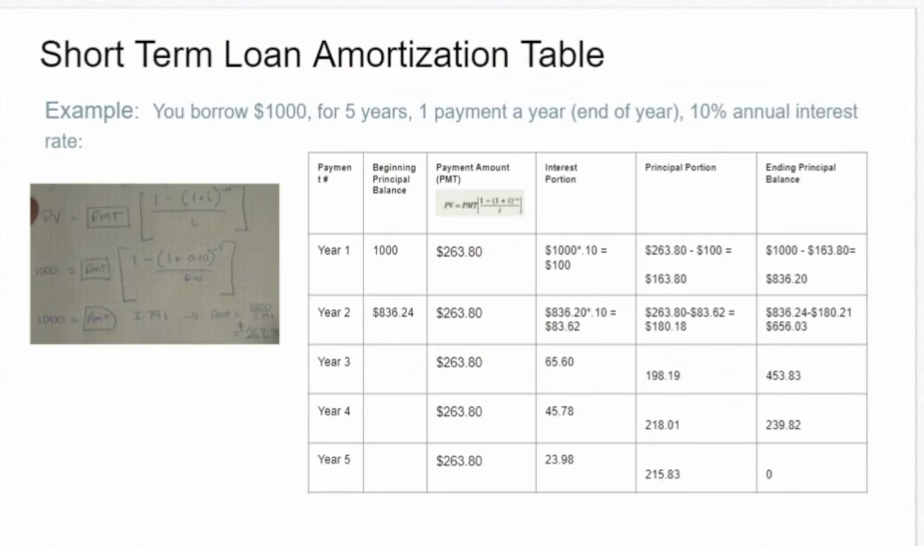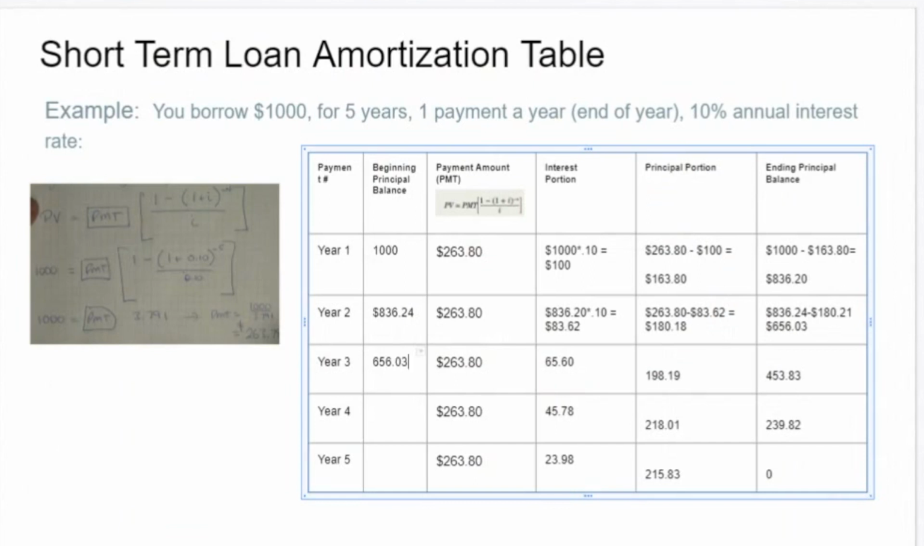Here, this 656.03 becomes the beginning balance in year three. The $263 would be the payment amount that we've determined. So we'd say, okay, well, what is the interest portion? Well, it's the 656.03 times 10%, which is $65.60. That's where that comes from.